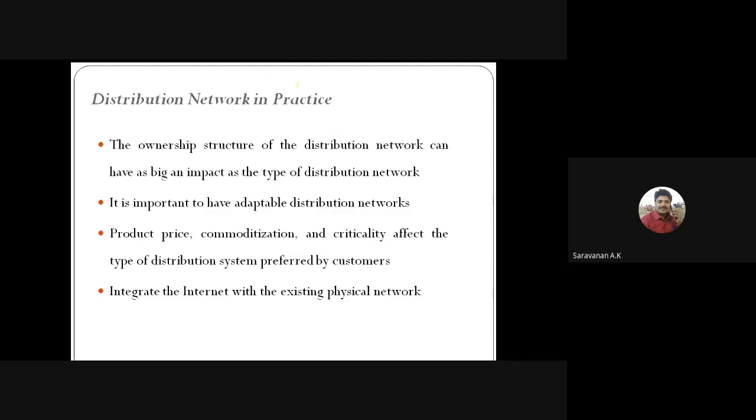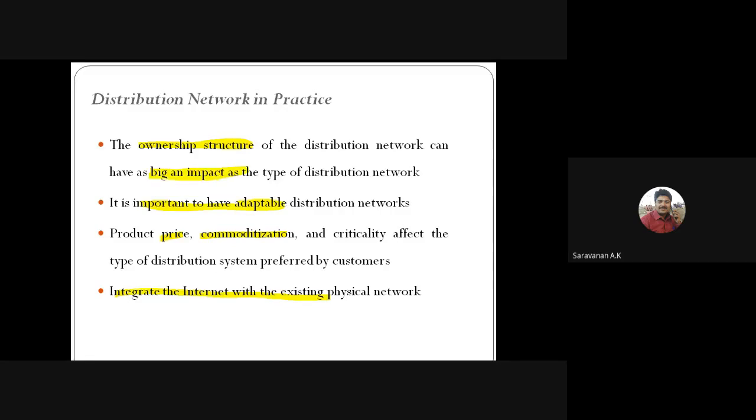One is the ownership structure. The second one is adaptability, how important it is to be adaptable, and the price critical effects and accommodations, and the integrations. Integration is very important, integration with the existing physical product and with the online sales. Let's see them one by one. The ownership structure in the distribution network has a big impact on the different types of distribution networks.